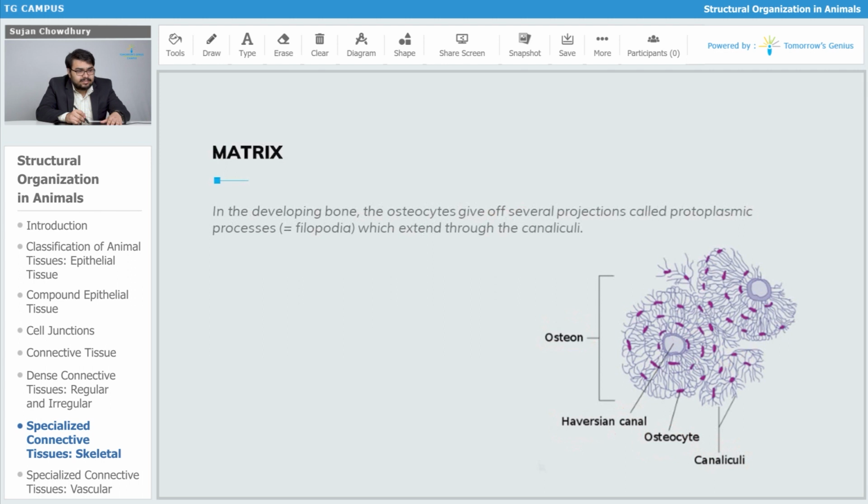So in the developing bone, the osteocytes give off several projections called protoplasmic processes or filopodia, which extend through the canaliculi. So protoplasmic processes are observed in the developing bone. Osteocytes, though inactive cells, give off several projections, which are filopodia.